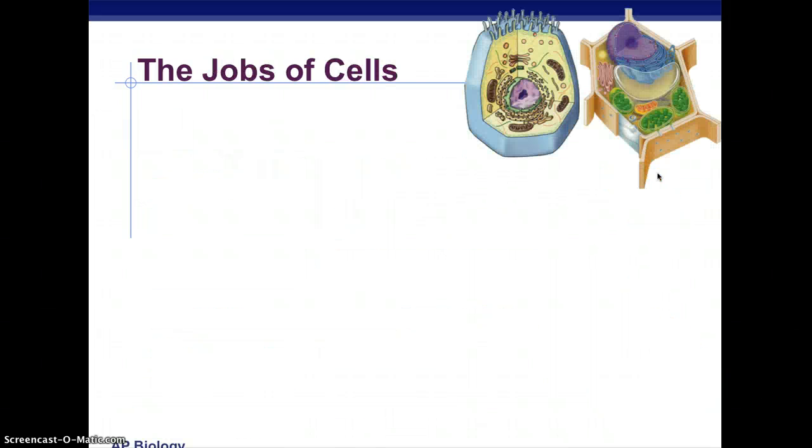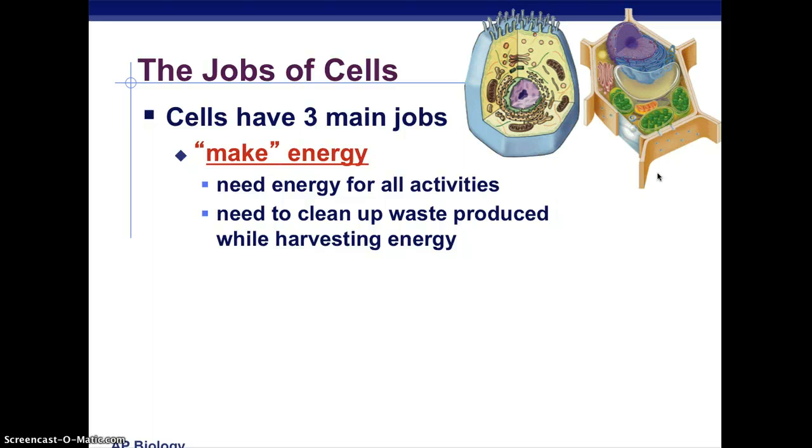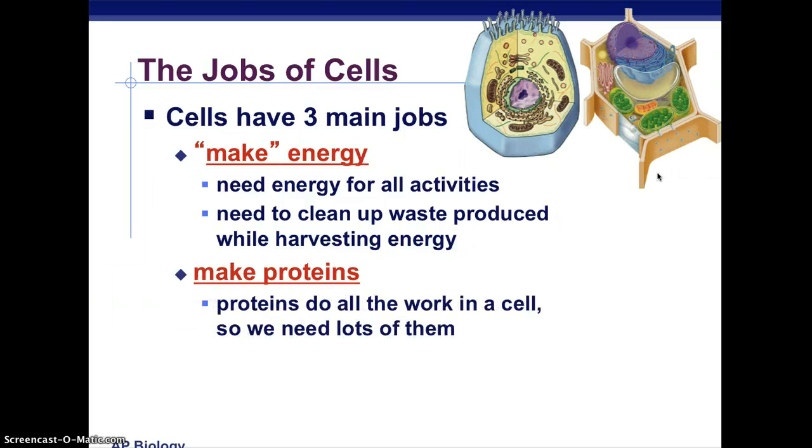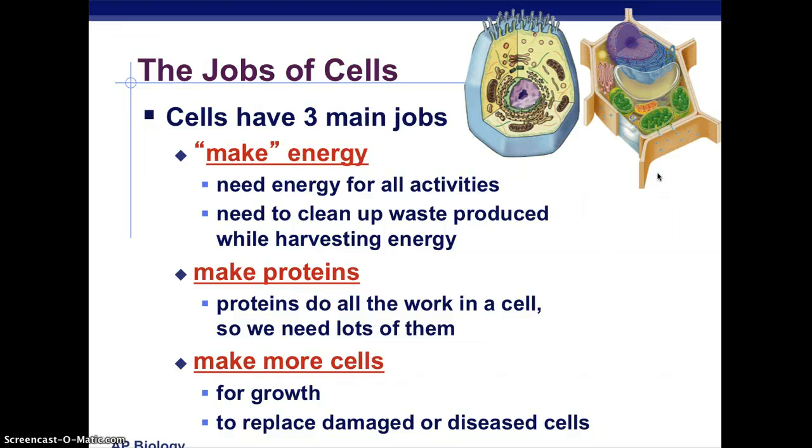So we can take all this work of life and break it down into three categories, or three main jobs that the cell does. The three main jobs are: make energy, again in quotations because they're not really making energy, they're harvesting it from the food that they're breaking down and other exergonic reactions. Make proteins, so proteins do all the work in the cells, so we need lots of them, so the cells are actually going to make these proteins. And make more cells for growth and to replace damaged or diseased cells.